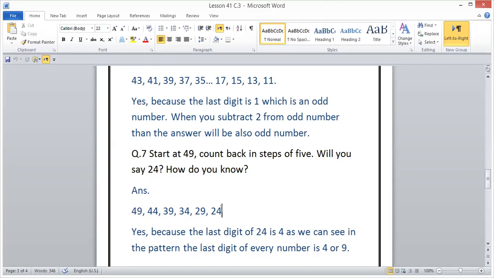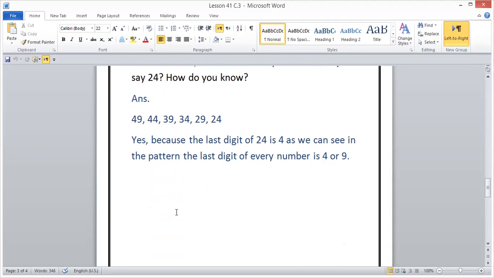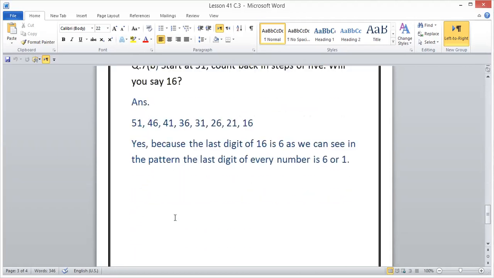Or you can just identify the pattern that in the whole pattern, the last digit is either 9 or 4. So we will say yes, 24 will come in this pattern because the last digit of 24 is 4. As we can see in the pattern, the last digit of every number is 4 or 9.